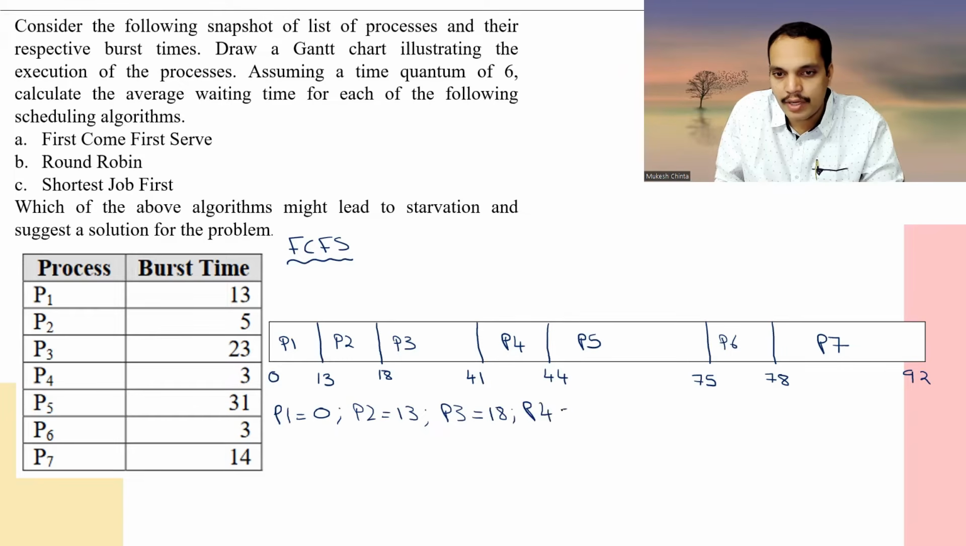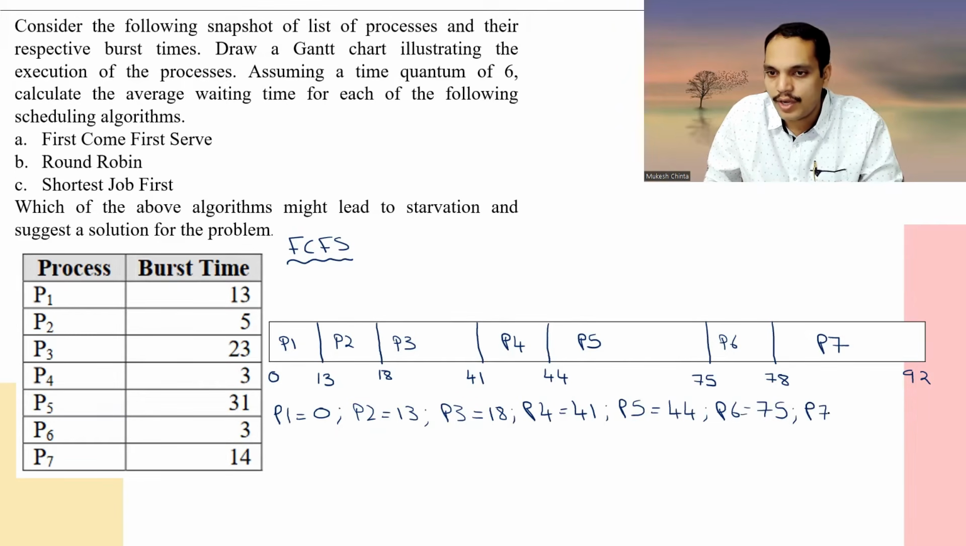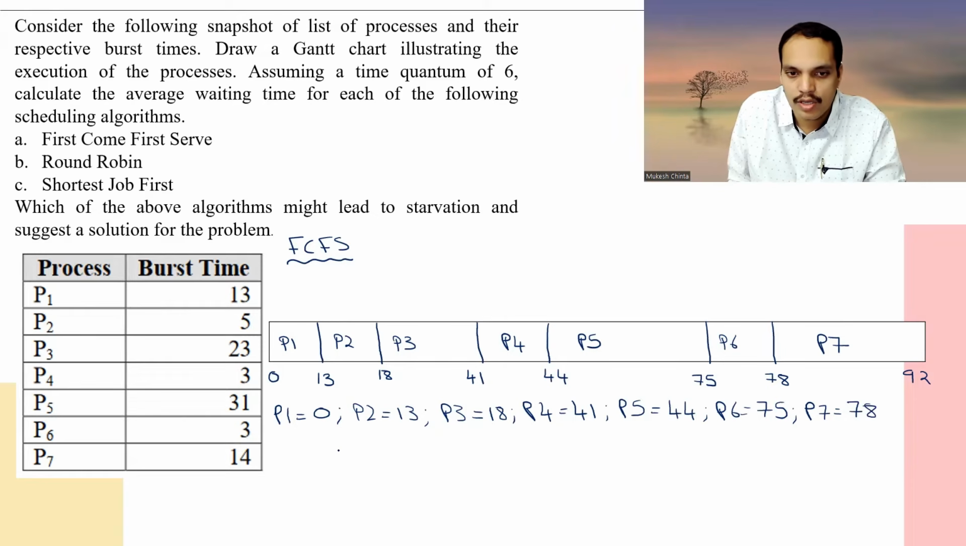P4's waiting time is 41. P5's waiting time is 44. P6 waiting time is 75. It's a straightforward calculation. P7's waiting time is 78. So you do a simple sum of all these things. So 0 plus 13 plus 18 plus 41 plus 44 plus 75 plus 78.